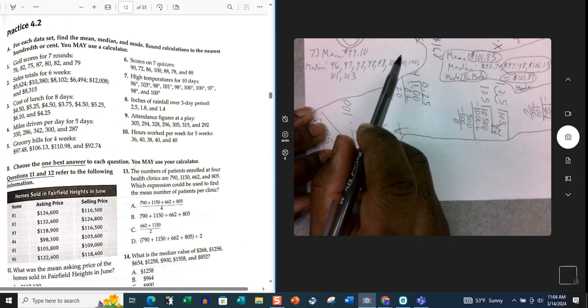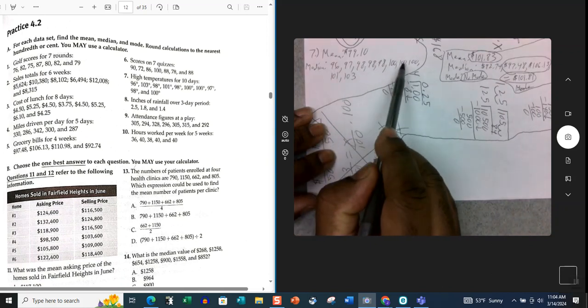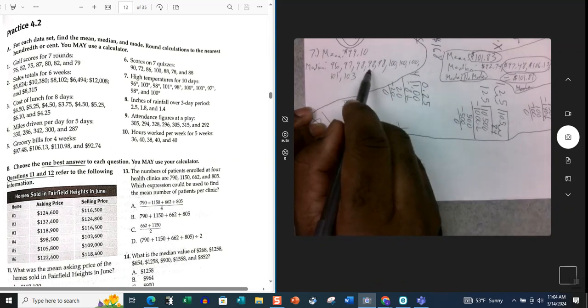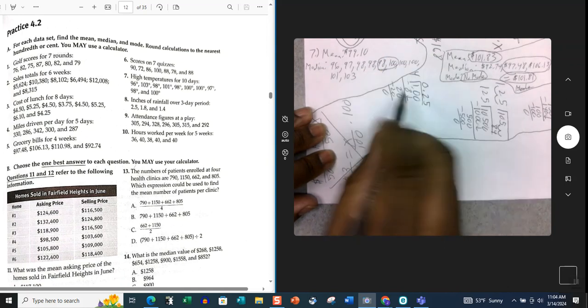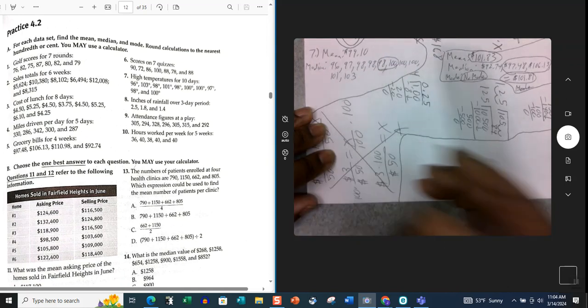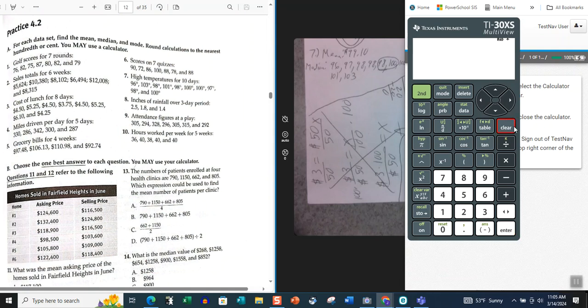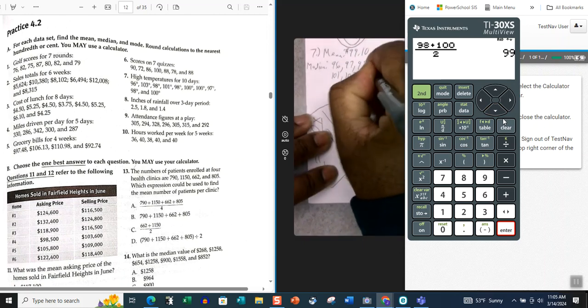So let's count 1, 2, 3, 4, 5, 6, 7, 8, 9, 10. So we have 10. Now, because it's 10, we got to take the middle 2 numbers. These are the middle 2 numbers. They have 4 in front, 4 behind. So now we would take our calculator and add 98 and 100, and divide it by 2. So we get N over D, 98 plus 100, bottom arrow, 2, press enter, it gives us 99. So your median is 99.